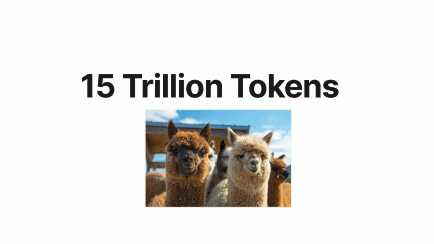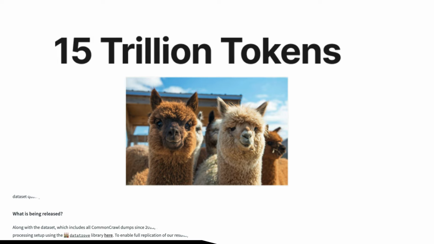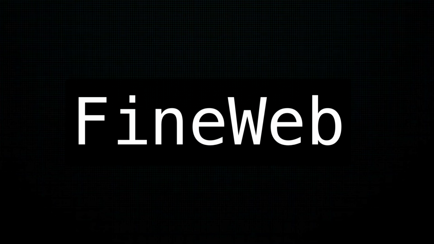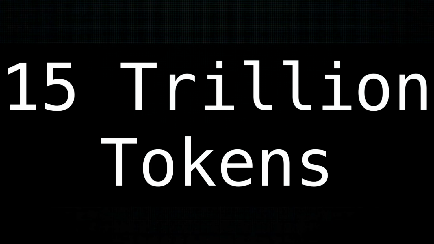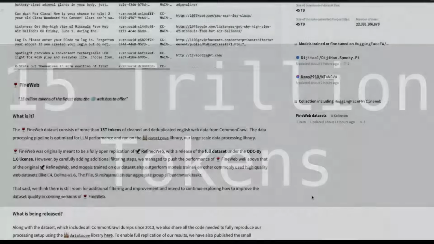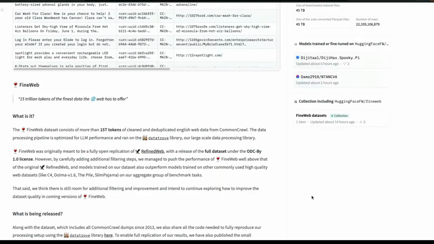15 trillion tokens of the finest data that the internet can offer is what we are going to discuss in this video. FineWeb is a new dataset of over 15 trillion tokens offered by HuggingFace for free with an open license called ODC-By 1.0. What is this? Why do we need this?